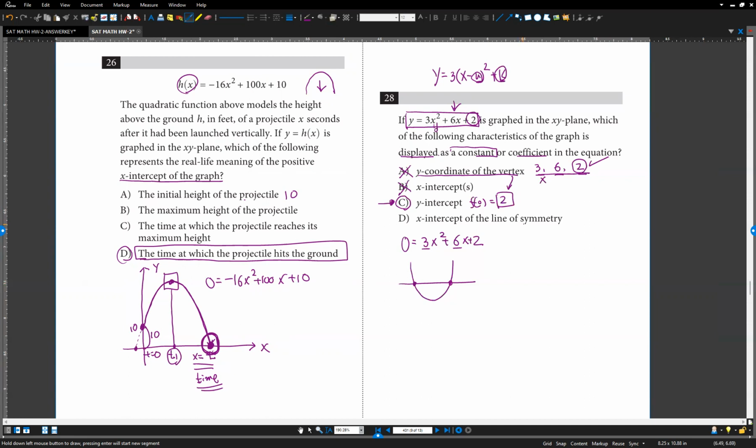Next, the line of symmetry. Here you can find the axis of symmetry: x equals negative b over 2a, right? B is what? Negative 6 over 2 times 3. That is negative 1. We cannot see that negative 1, which is the axis of symmetry, the x coordinate of the vertical line, in the equation. Only this one, the y-intercept, we can see in the equation. Number 28, C is the answer.